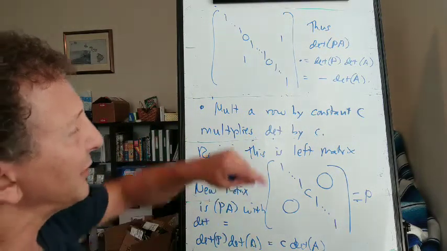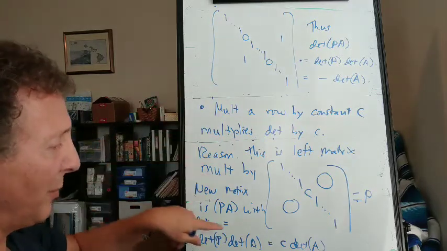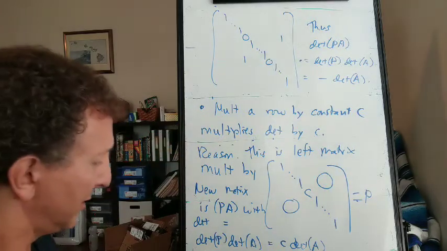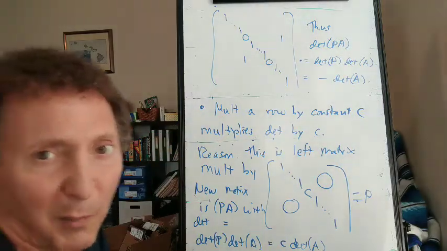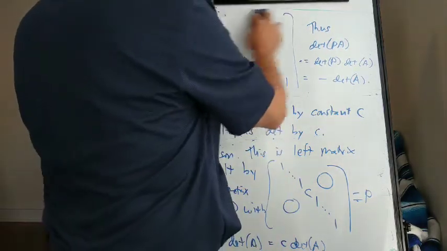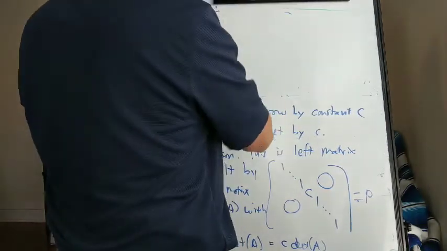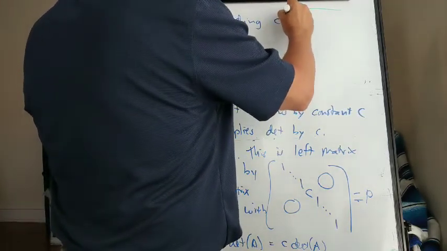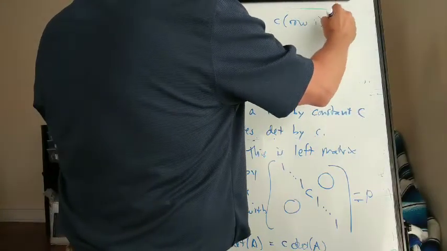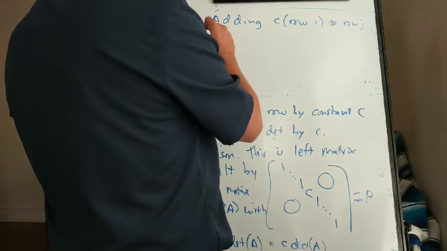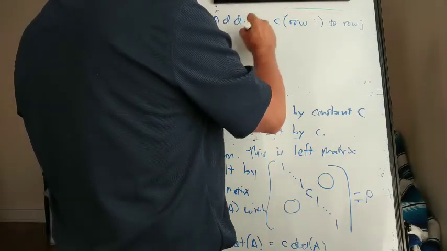So far row operations either multiply the determinant by -1 or by some constant C, whatever we're multiplying a row by. Now we've got that last row operation where we add a multiple of one row to another row. So adding C times row I to row J keeps the determinant exactly the same.